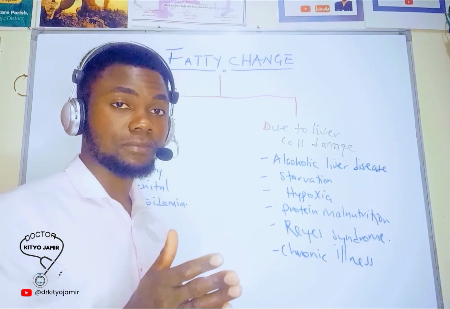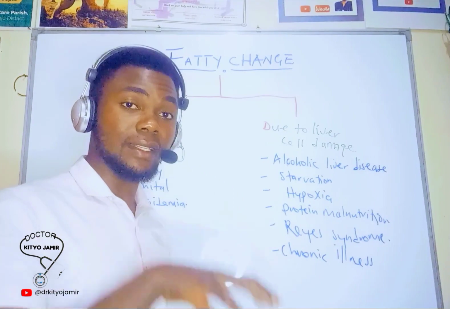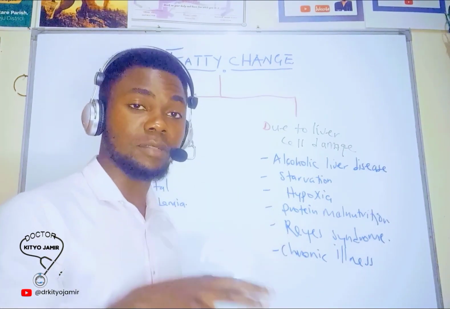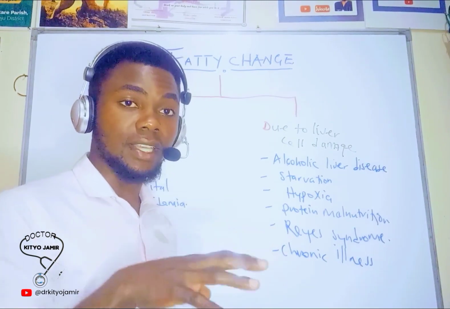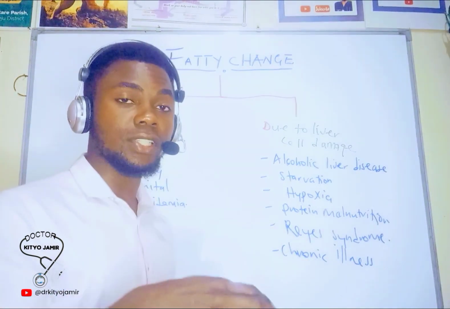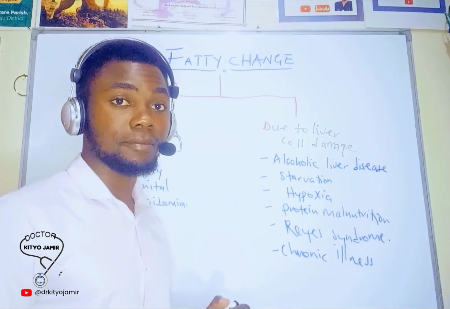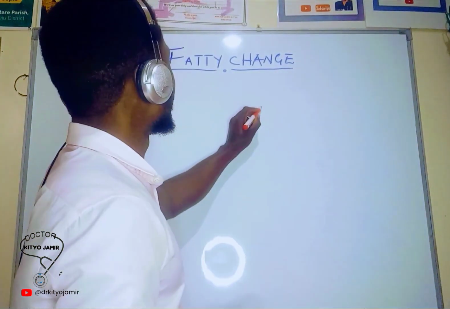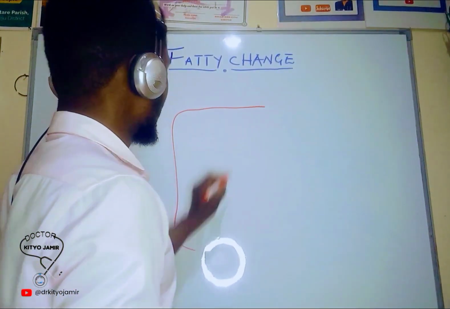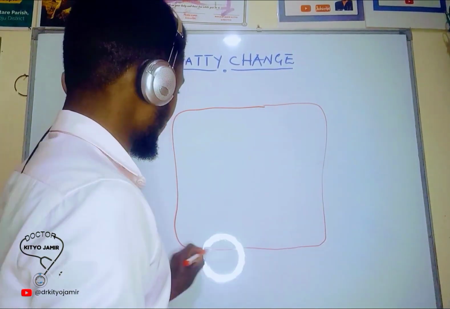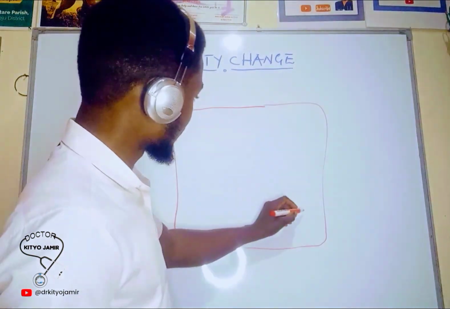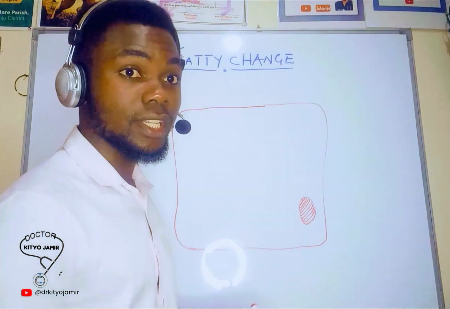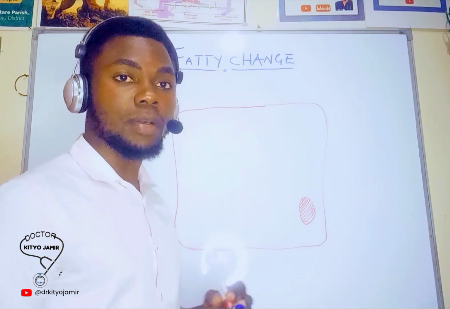To understand the mechanism of fatty change, we have to understand normal fat metabolism. So we are going to first look at the normal fat metabolism in the normal liver and see how it takes place. And from there, we are going to see the alterations that lead to fatty liver. So in the normal metabolism of fatty acids, I'm going to have my liver parenchyma. So this is my cell, and it has a nucleus. This is the nucleus.